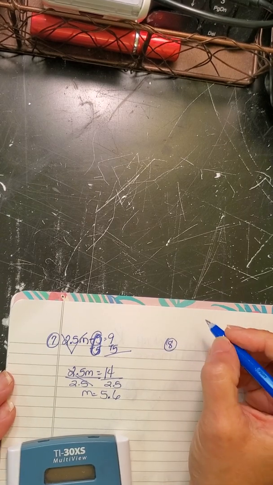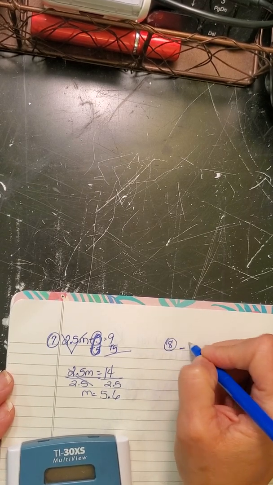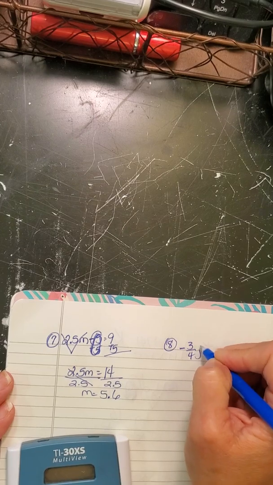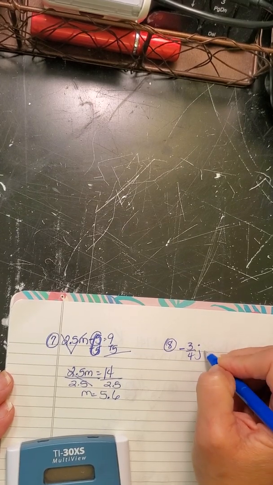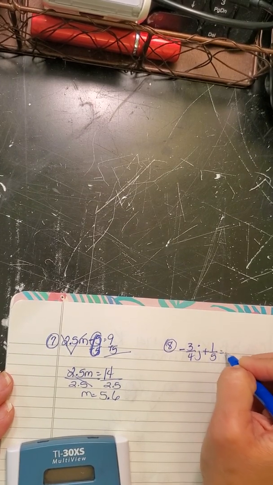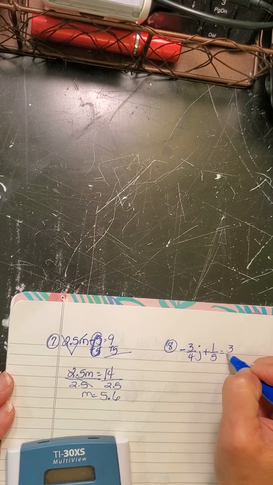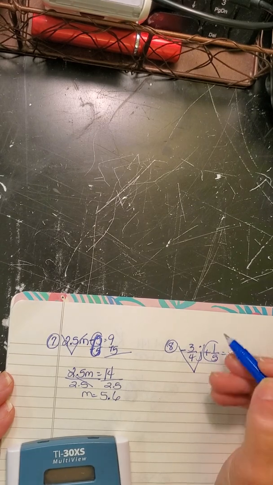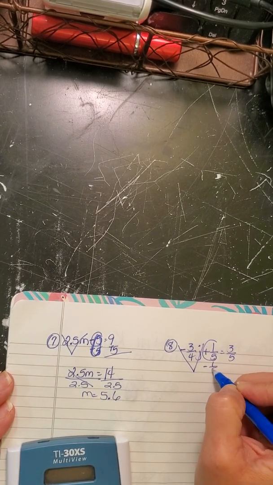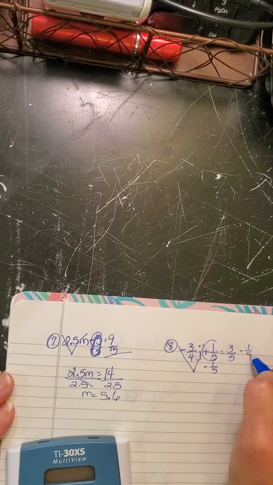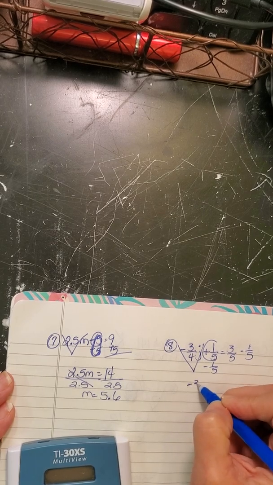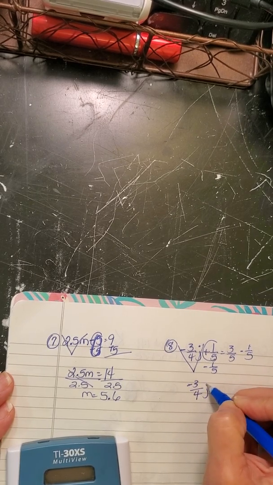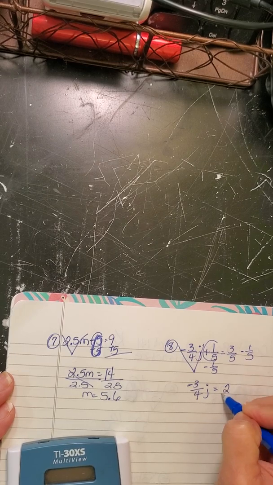Number 8, negative 3/4 J plus 1/5 equals 3/5. Here's my variable term. Here's my constant term. We subtract 1/5 from both sides. Negative 3/4 J equals 2/5.